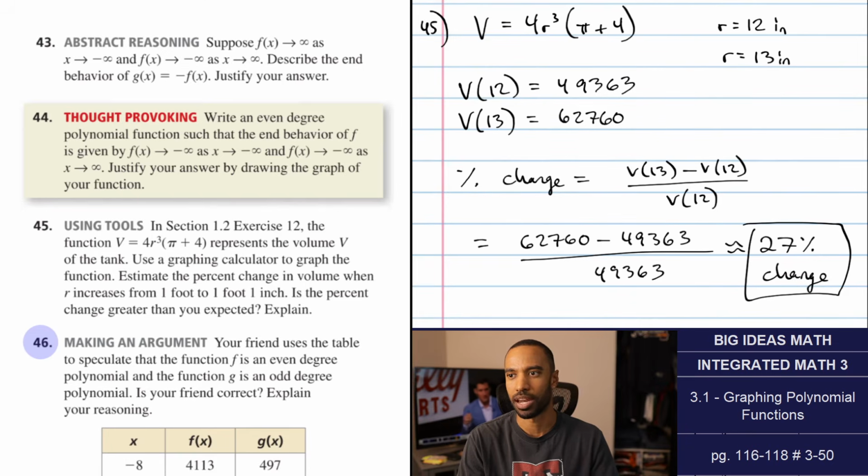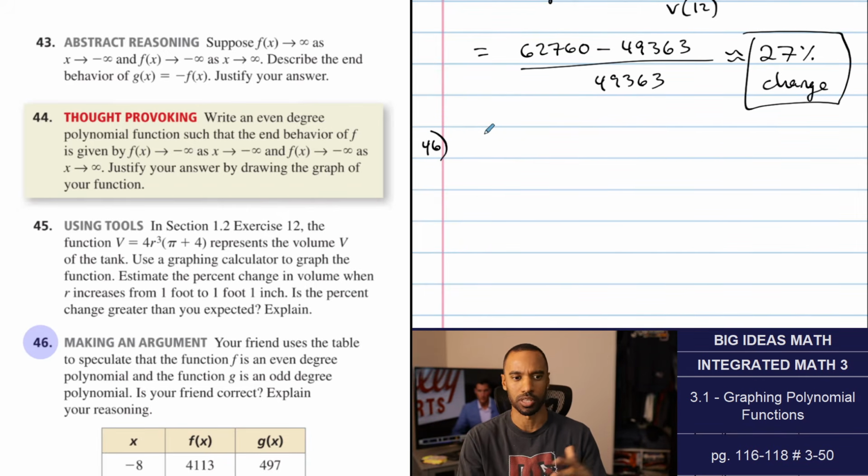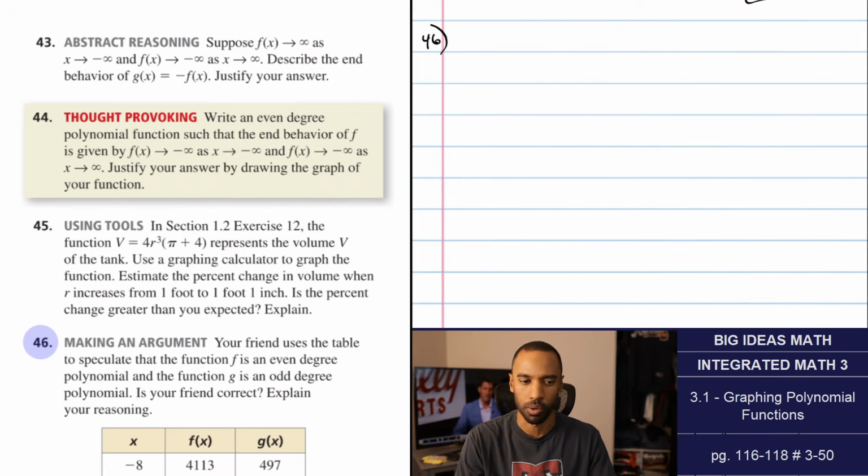Anyway, was it greater than I expected? Sure. I can pretend and say that, but I expected less of a percent change because 12 to 13 isn't that much. In a cubic sense, though, it will change a lot.